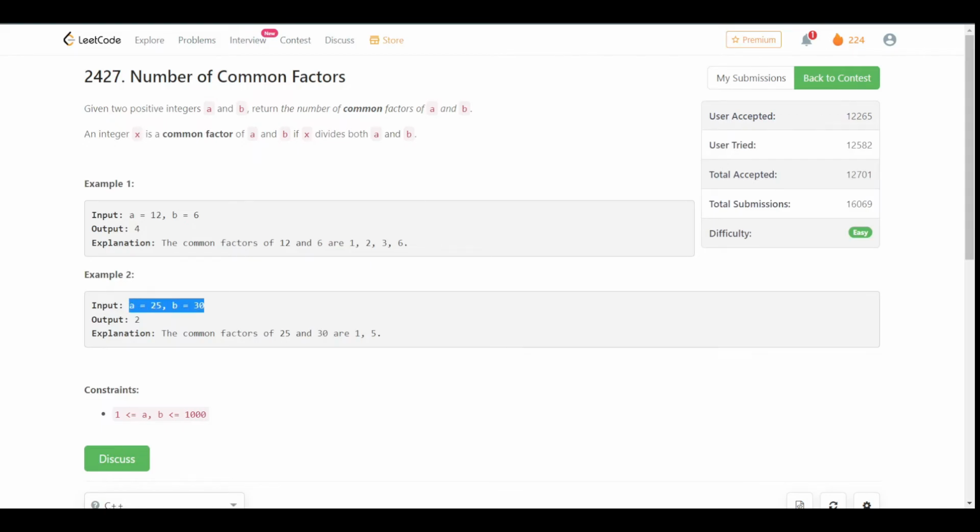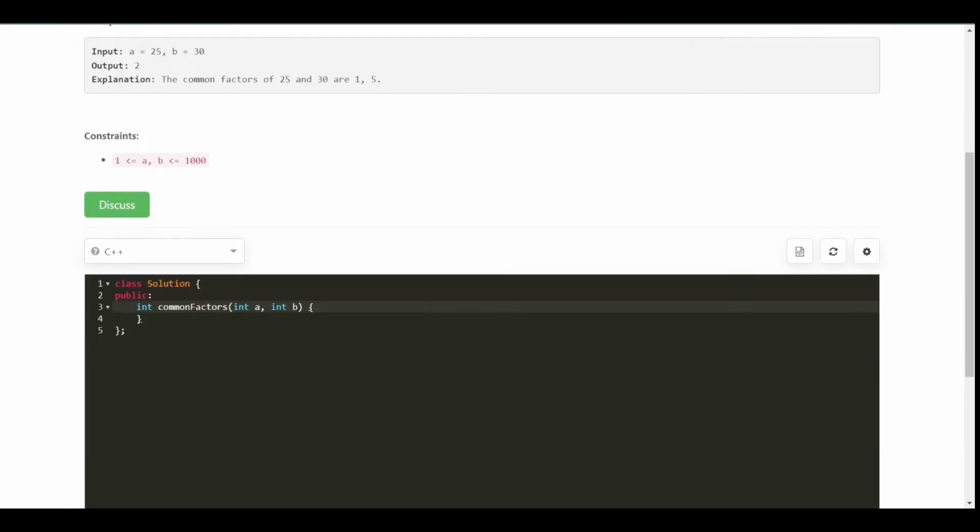In this given problem I can come up with the HCF being 5 for 25 and 30, and I can find out that the factors of 5 are 5 and 1. So that would make it a bit easier.